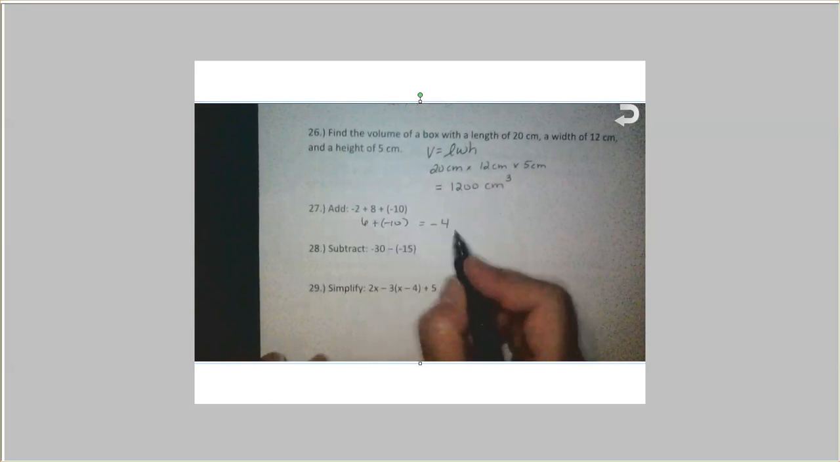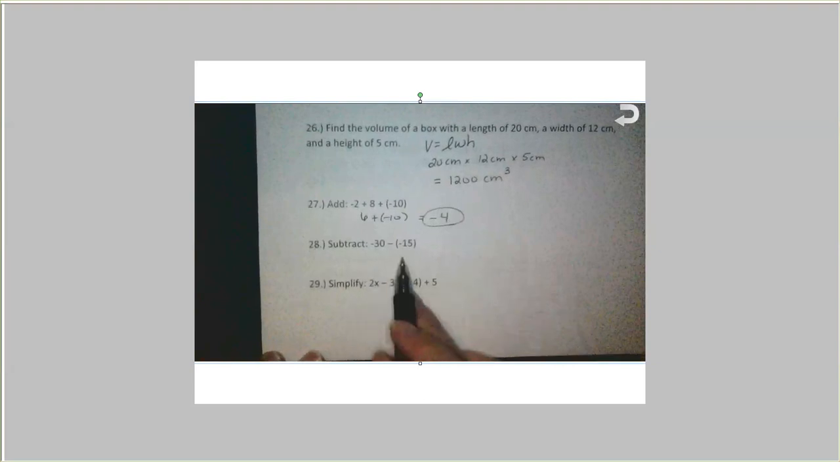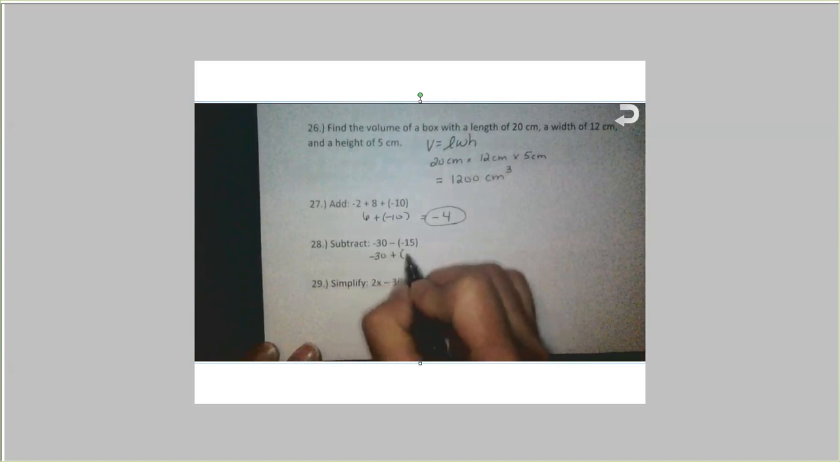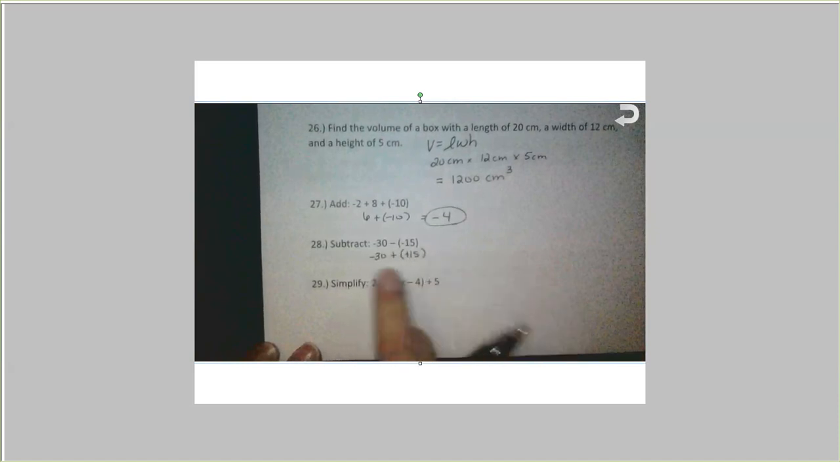When we subtract integers, what we're going to do is add the opposite, okay? I call that leave, change, opposite. You're going to leave the first number alone, change subtraction to addition, and do the opposite sign of that next number. This creates a positive 15. So I go back to the same rules I used in number 27.